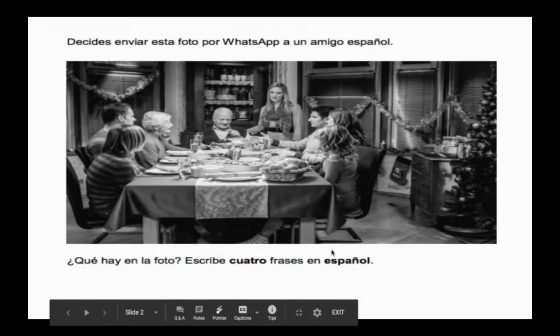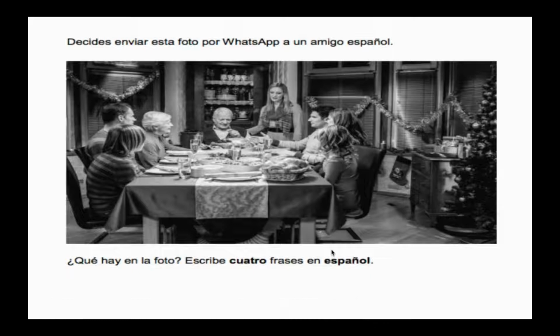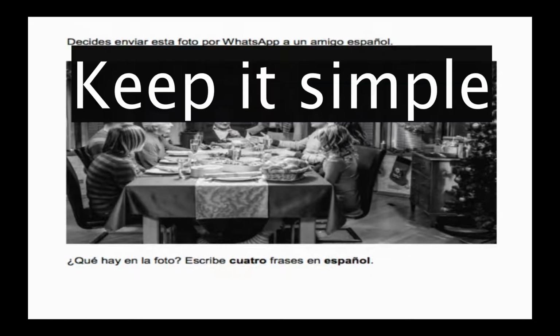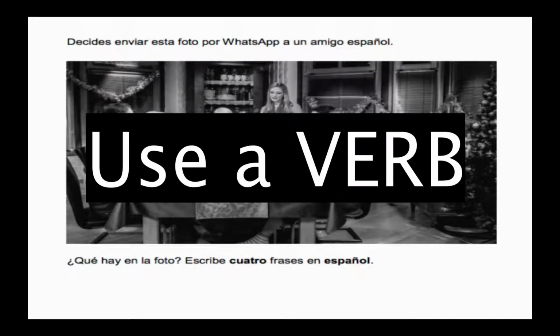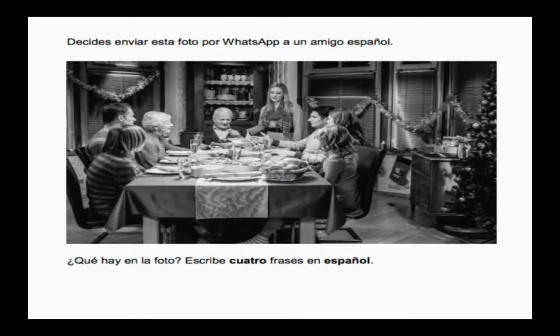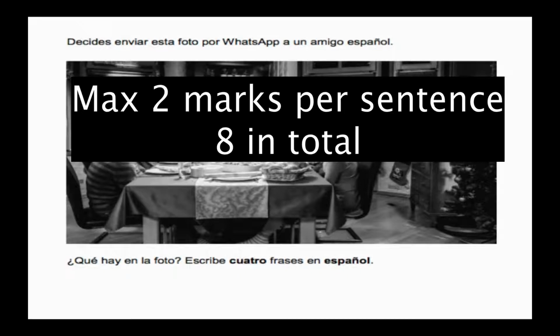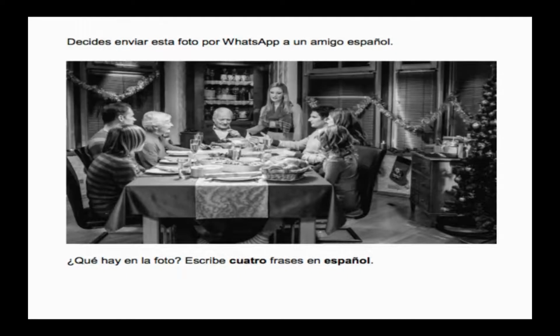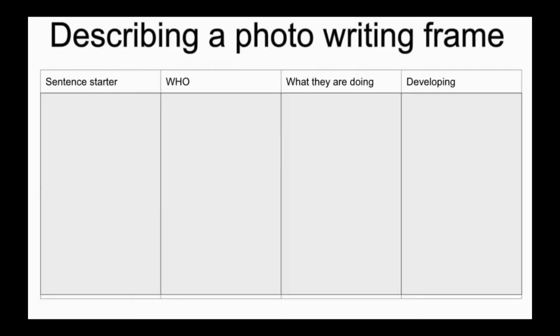Now, the most important thing when describing a photo in GCSE exams is basically to keep it simple and use a verb in the sentence to get the top marks for each sentence. So it's really important to use a verb correctly and accurately in your sentence. We are going to use this writing frame. If you follow this one, you are probably going to get top marks for every single sentence. And we are going to explain why.